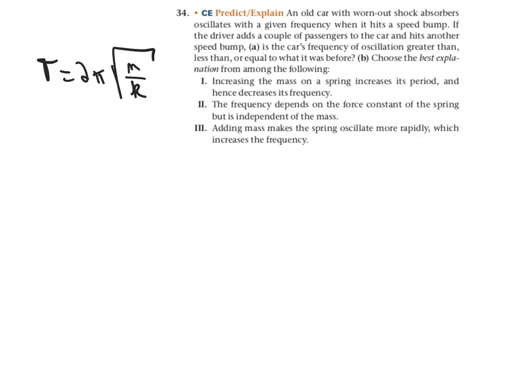So in this case, what we have is that increasing the mass increases the period. But increasing the period decreases the frequency. So we end up with that. It should be less than before, less frequent than before. And the proper reason is that increasing the mass increases the period. So exactly what we said here.